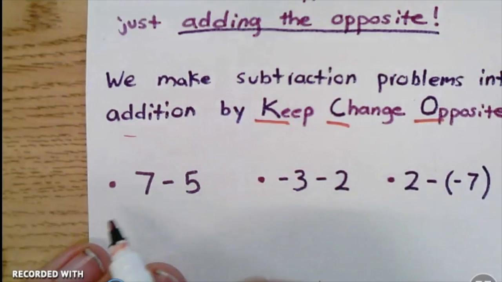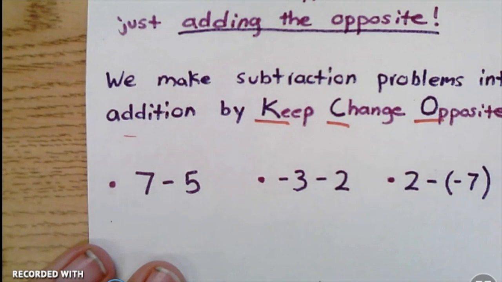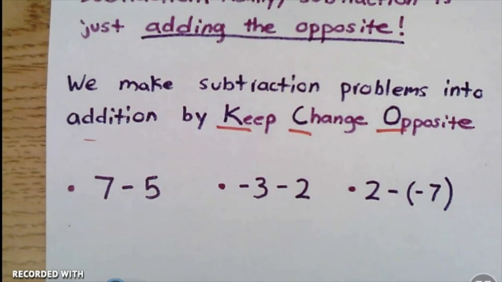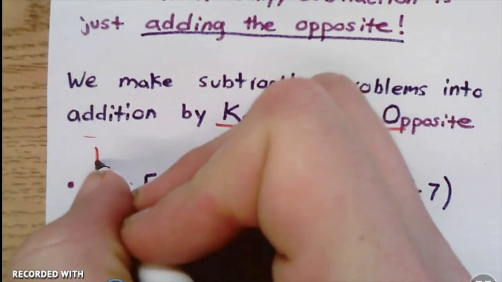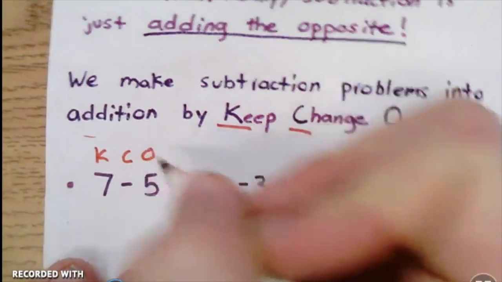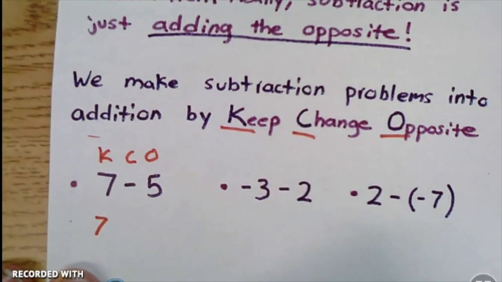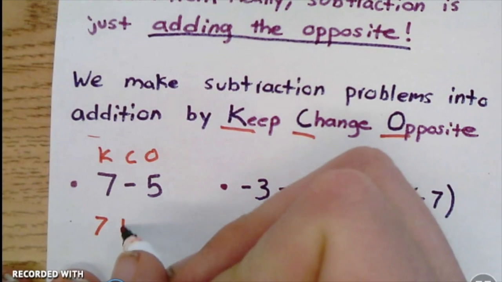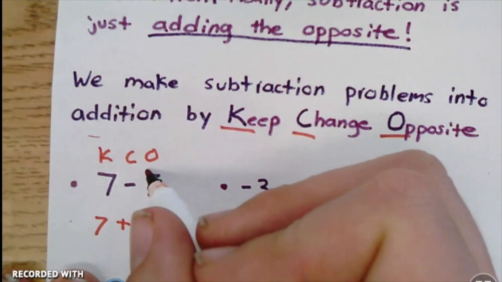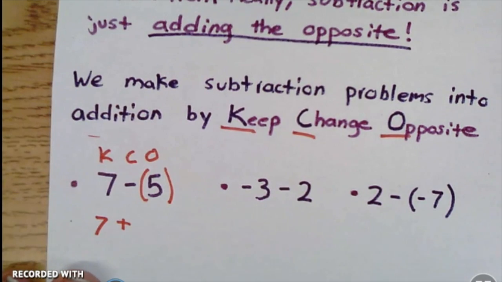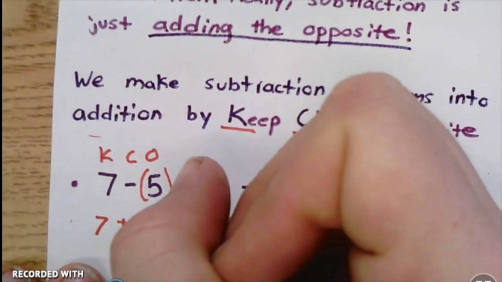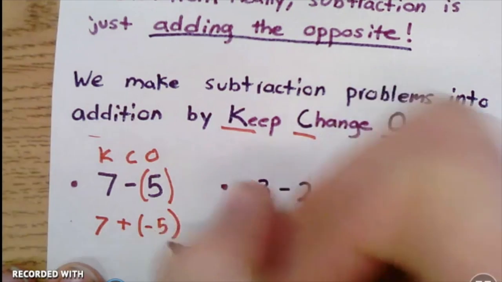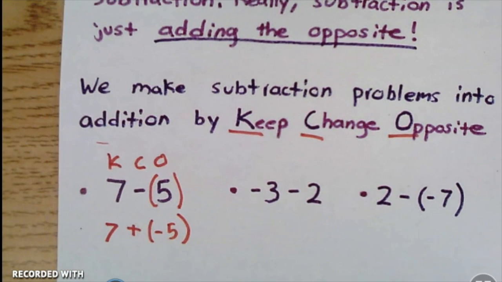Let's do some examples. Here I have 7 minus 5. And you're like, well, I already know the answer to that. That one's easy. Well, let me show you how we can make this into an addition problem. So if I do keep, change, opposite, the 7's going to stay the same. I'm going to change the subtraction to addition, and then I'm going to take the opposite of 5. So the opposite of 5 is negative 5. So 7 minus 5 becomes 7 plus negative 5. And we'll know what to do with this on the next page when we get to it.